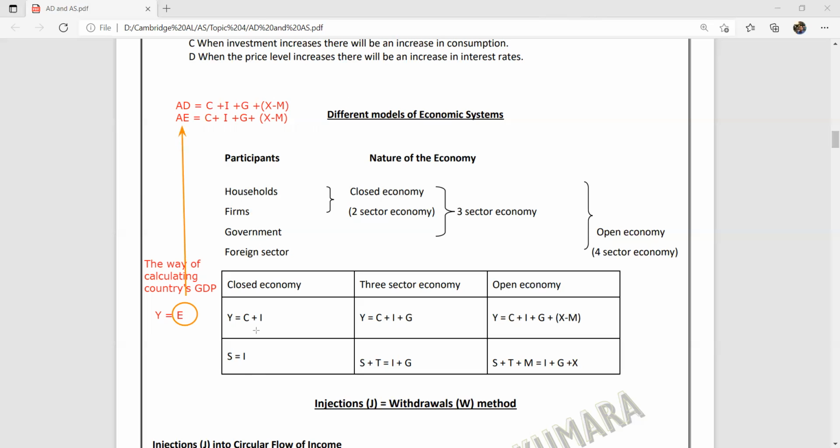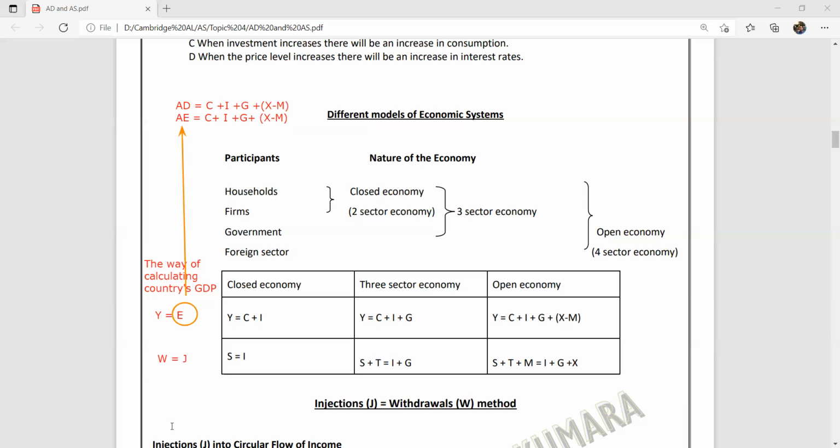So what are the components? In the closed economy, only C and I. Why? Household and firms. In the three-sector economy, C, I, G. In open economy, everything. And one more is given as the last row here. It is called W equals J. W means withdrawals. J means injections.